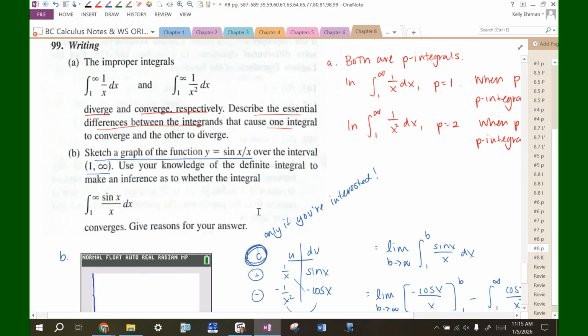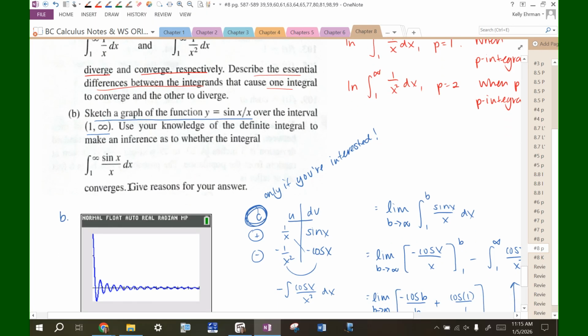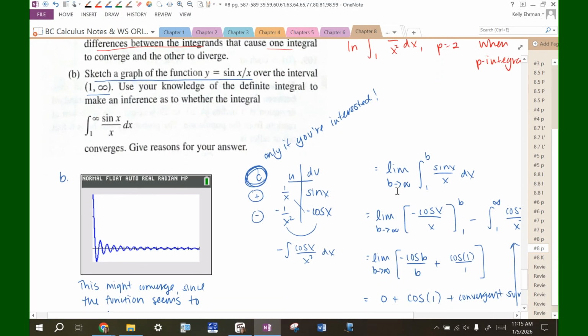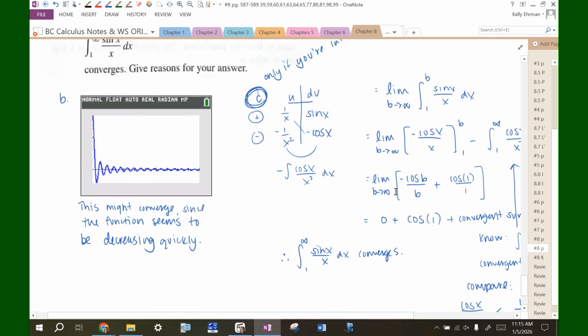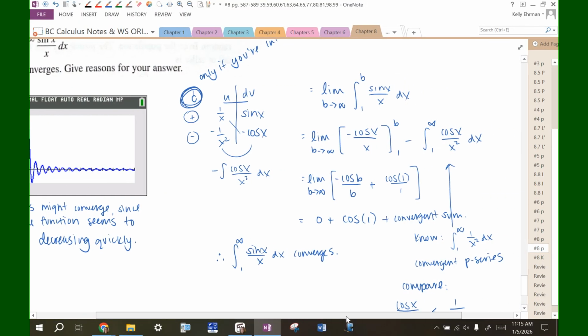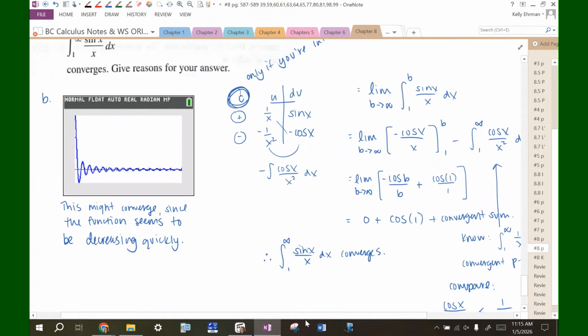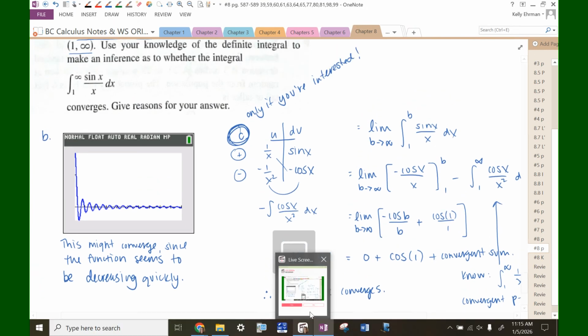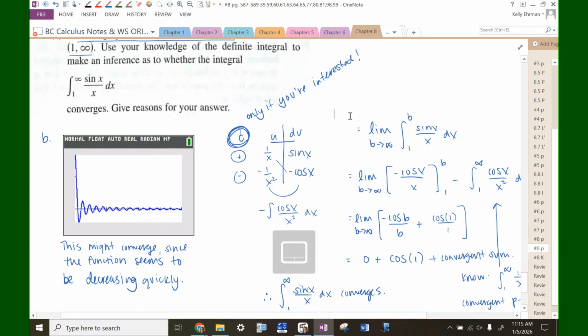Part B, sketch a graph of the function y equals sine x over x over the interval 1 to infinity. Use your knowledge of the definite integral to make an inference as to whether the integral converges or diverges. So you could actually do this one, right? And I'm kind of wondering about this now. So sine x, we know, will have a max and a min of 1 to negative 1.